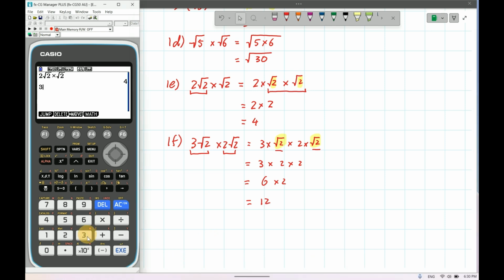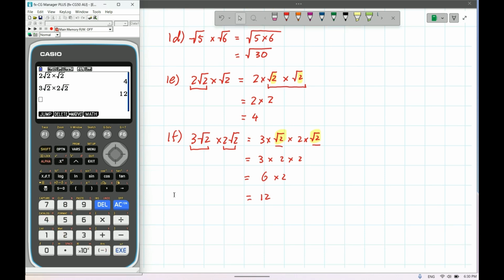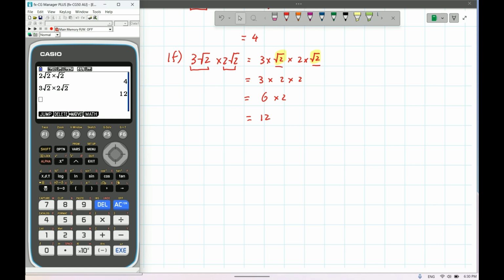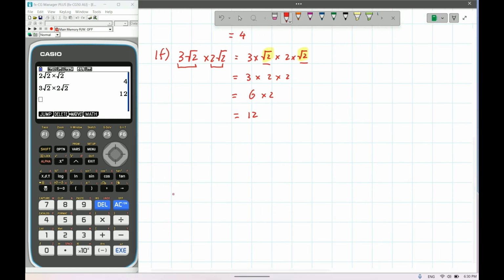So 3 root 2 multiplied by 2 root 2 comes out to be 12. It's good that you have a calculator, but it's also very good to make sure that you can do it by hand as well, because there are going to be situations where you may need to know how to do this by hand.